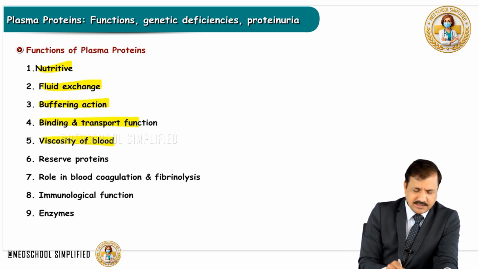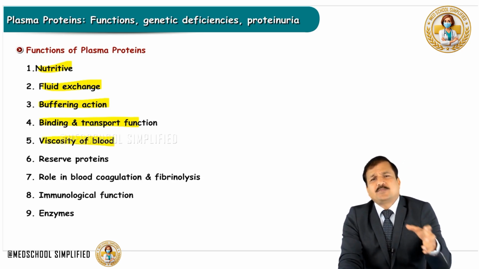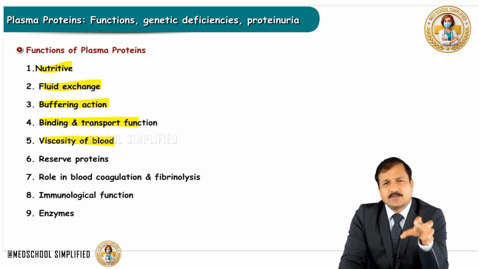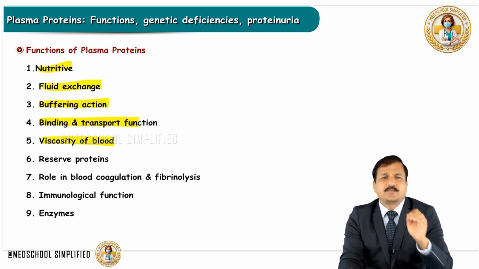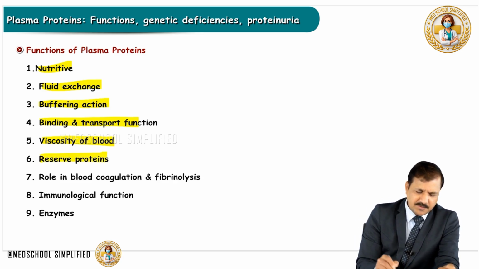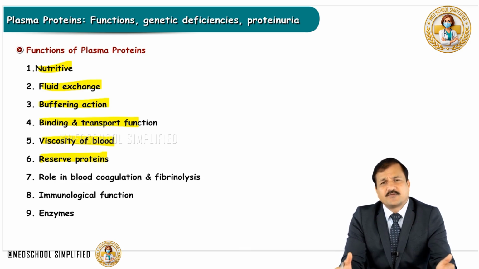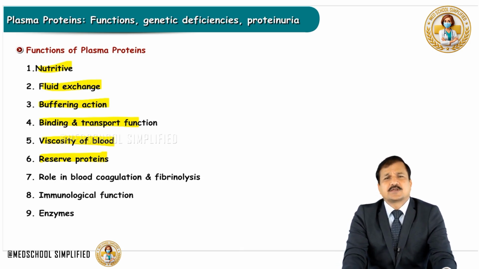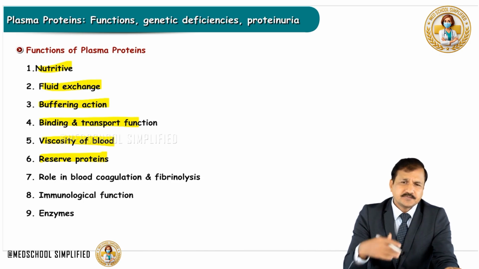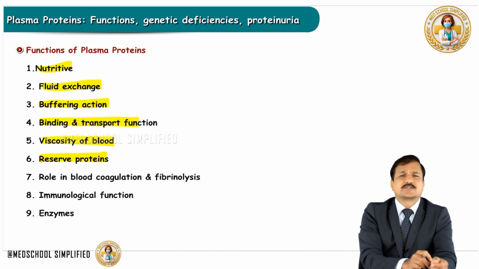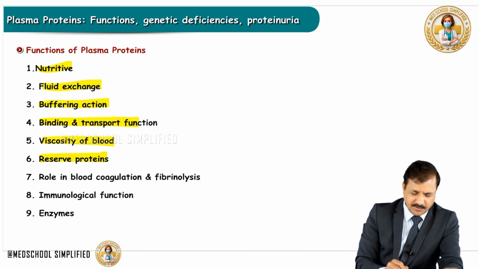Then viscosity of the blood. The presence of proteins in the blood makes the blood viscous because of the amount of globulins and fibrinogen with their large structure, so it contributes to viscosity of the blood. And also plasma proteins serve as reservoirs of proteins in case of need for any essential amino acids. So plasma proteins can be degraded and amino acids can be derived from plasma protein.